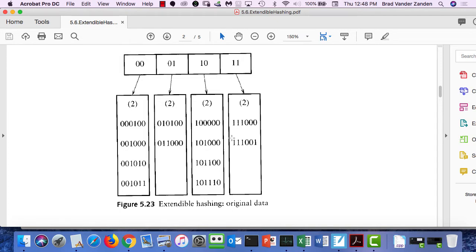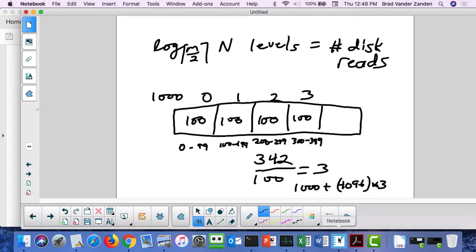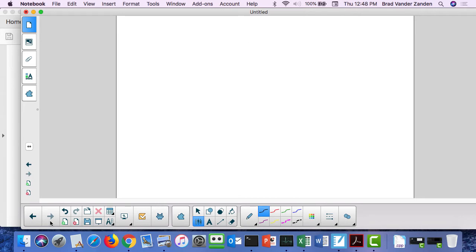And the question is, what happens when we have to split a block? Okay, so let's go over here and take a look at that.